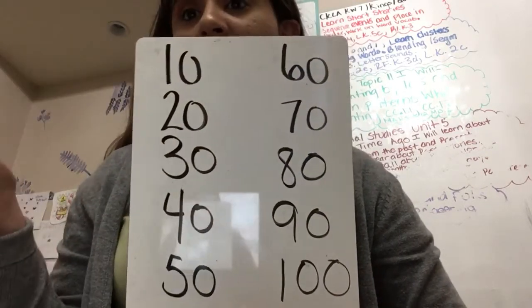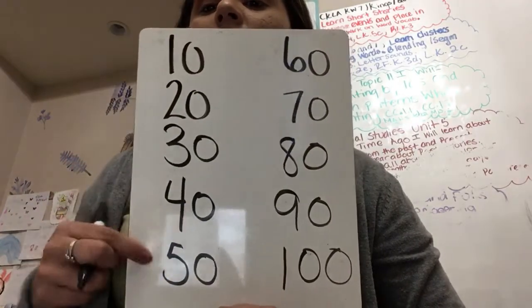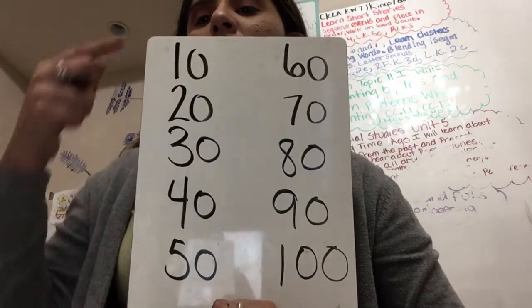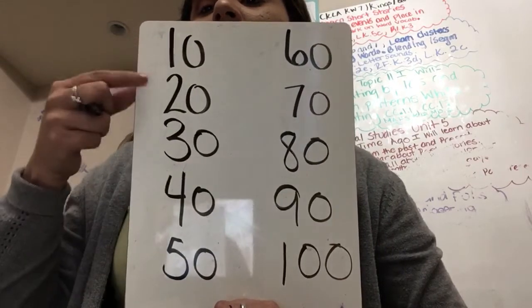Now I'm going to say it in Spanish for my Spanish speaking students. 10, 20, 30, 40, 50, 60, 70, 80, 90, 100. Practiquen los números contando por 10, ¿ok? Les voy a mandar un video también para que ellos practiquen en inglés, ¿ok?